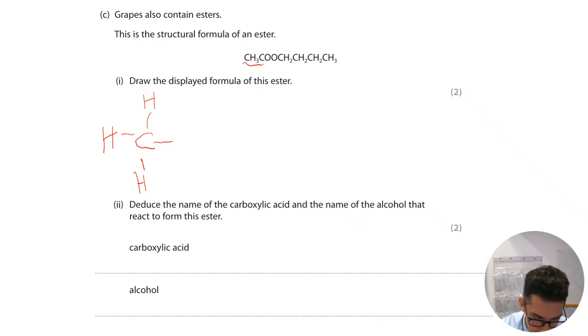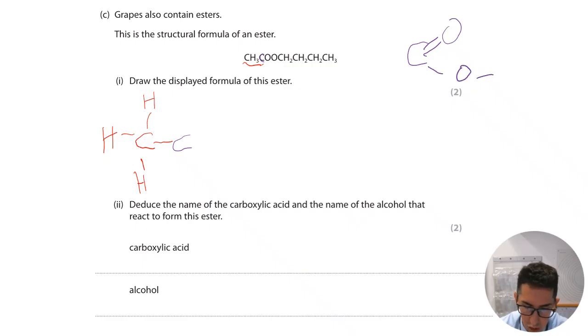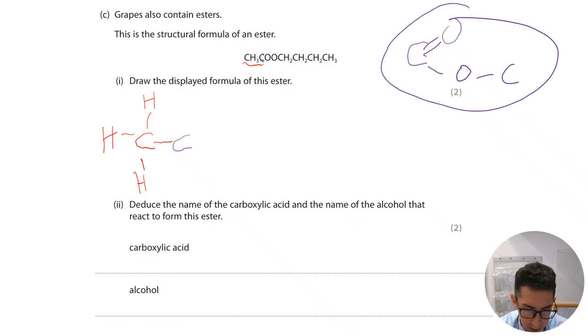Okay, then let's move on to this carbon. Let's do this one in a different color, in purple. So there's that purple carbon, and then we've got 2 oxygens. Now, hopefully you know that an ester has the following functional group. So we know an ester is going to look like this. So this part must be this part.